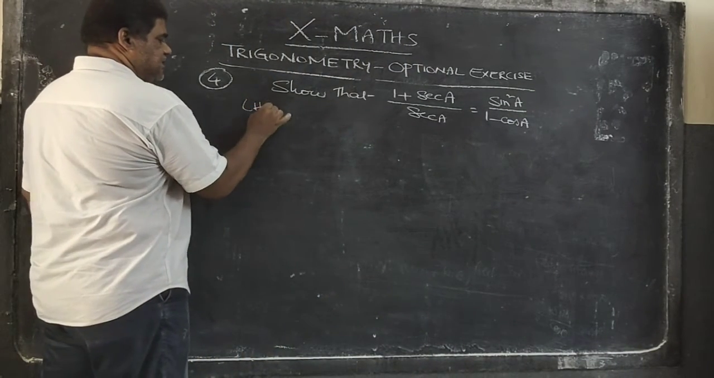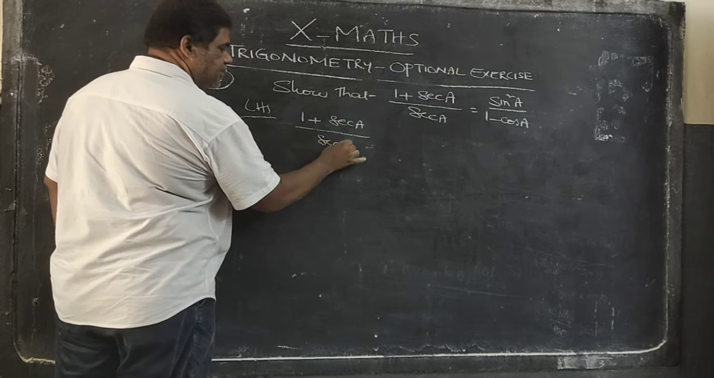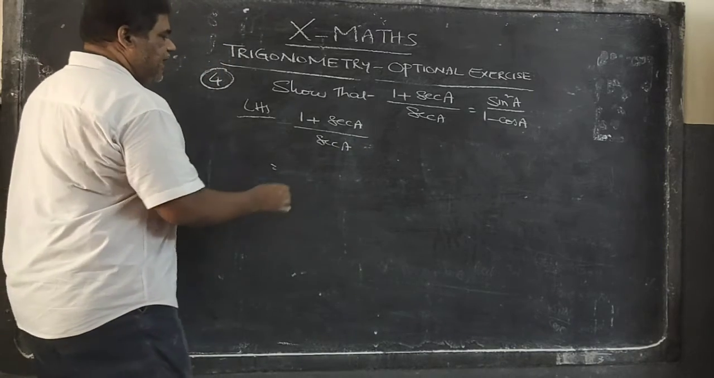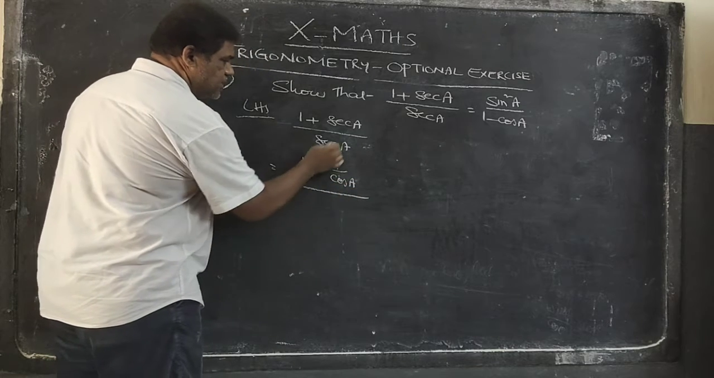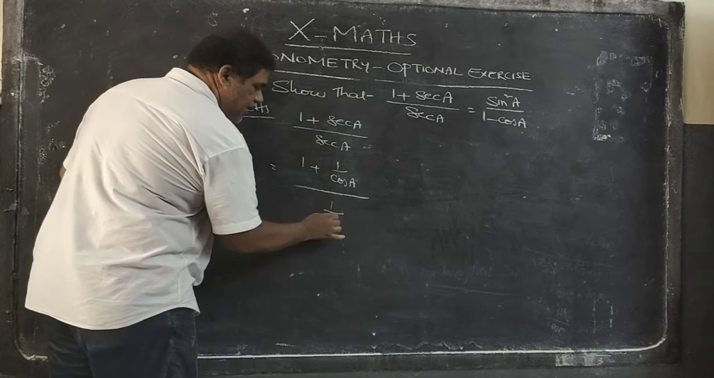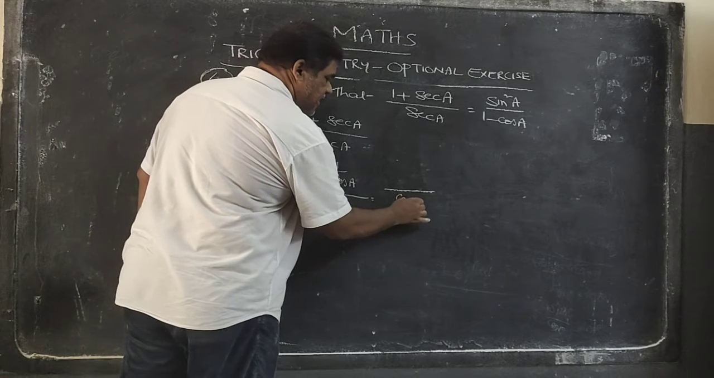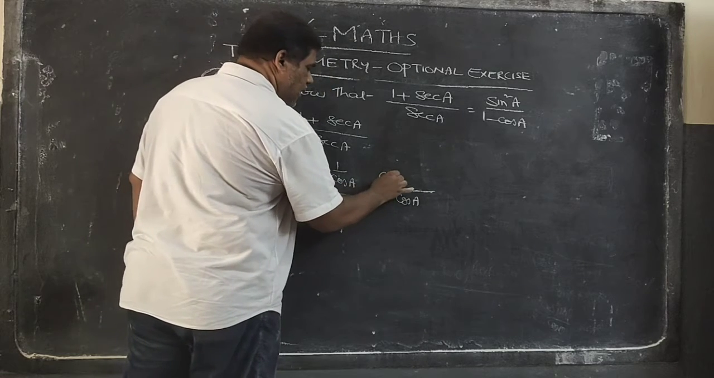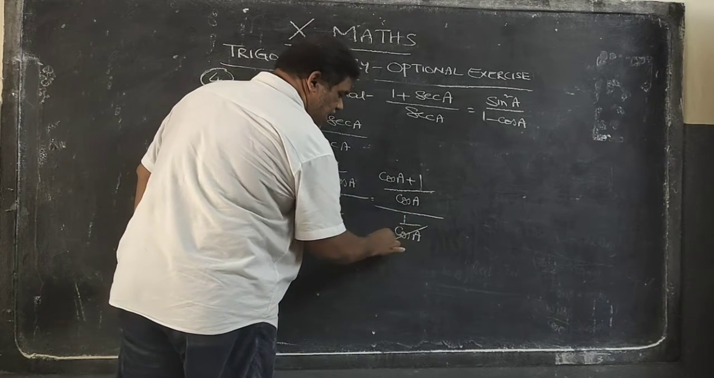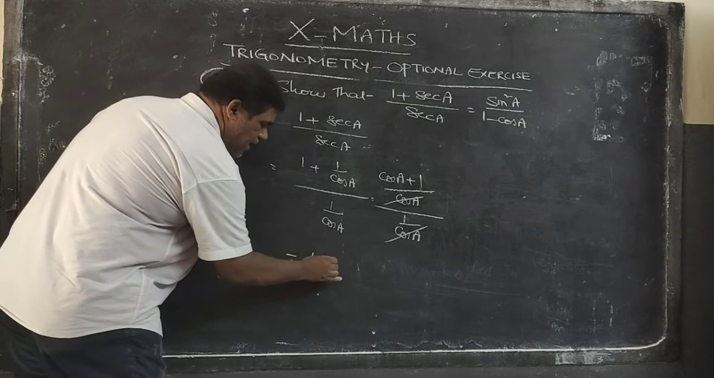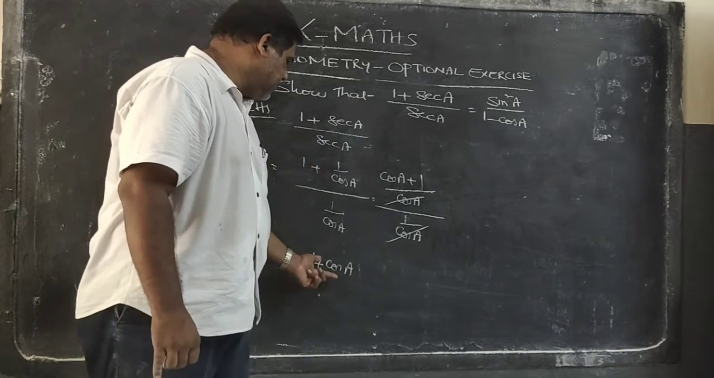Let us take LHS, (1 + sec A) / sec A. Secant A is the reciprocal of cos, so in place of secant A you write 1 by cos A. Take LCM in the numerator: cos A into 1, cos A plus 1 by 1 by cos A. Here cos A you can cancel, you will get the answer 1 plus cos A. So when we simplify LHS, we are getting 1 plus cos A.